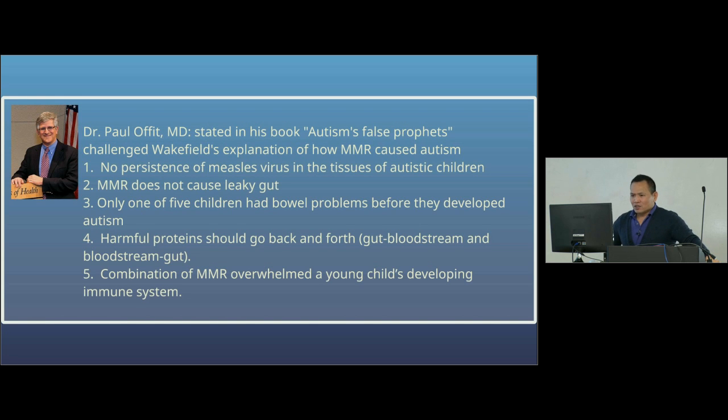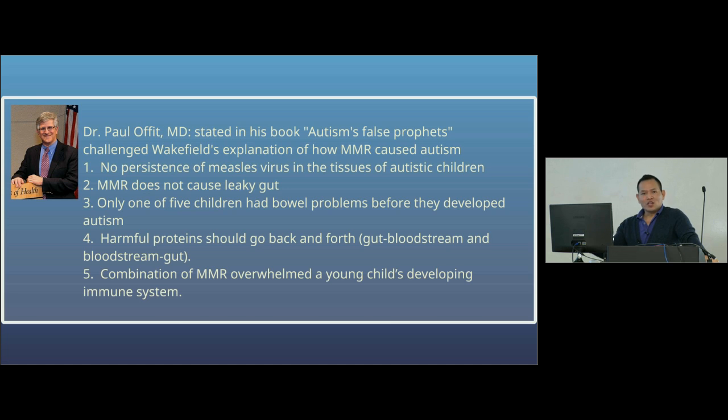Now, Dr. Paul Offit, he's a pediatrician at UPenn, and in his book called The Autism False Prophets, he challenged Wakefield's explanations of how MMR causes autism. Remember, it's actually a well-written book, and I would recommend people to read it. He laid out very clearly the fallacies and the narrative that Wakefield presented, actually not just Wakefield, but the whole community of the anti-vaccine presented. And it has the pro and con of both sides. It's quite fascinating reading. Like I said, he had stated that there's no persistent measles virus in tissue of autistic children.